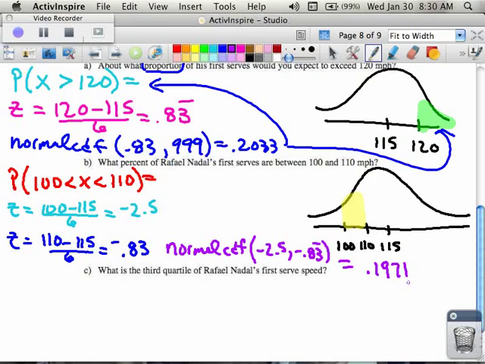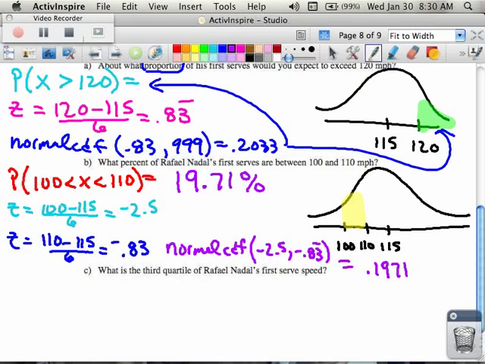Was that the question that they asked? No, they asked for the percentage. So make sure you write it as a percentage, 19.71%. Answer the question. Proportion is in decimal format, percent is not. And then you write the sentence, 19.71% of Nadal's first serves are between 100 and 110 miles per hour. Write out the sentence.